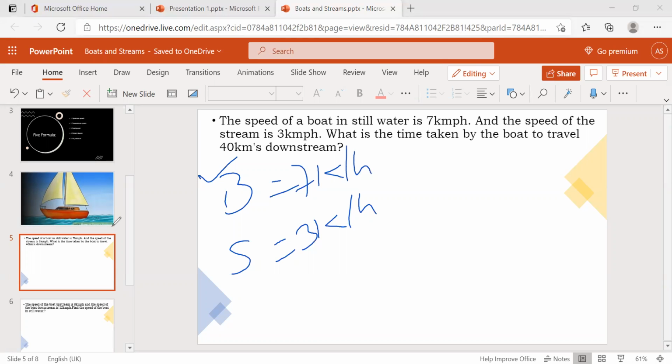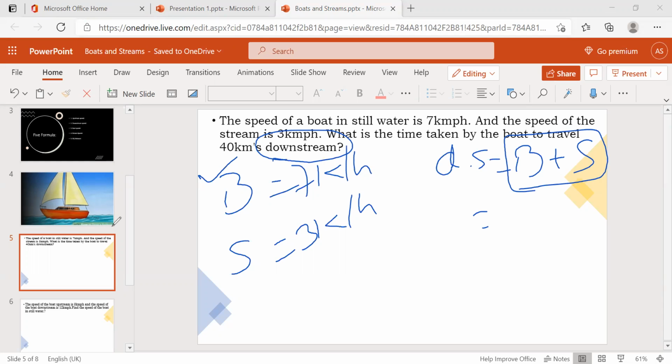Now what they're asking is the downstream time. How are we going to calculate the downstream speed? We know the formula: downstream speed equals B plus S, boat speed plus stream speed. Here they've given us 7 plus 3, which is nothing but 10 kilometers per hour.